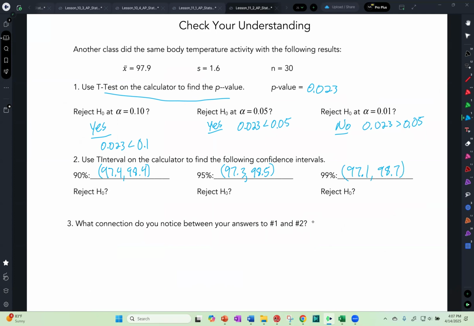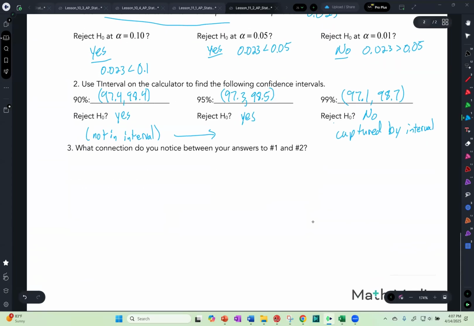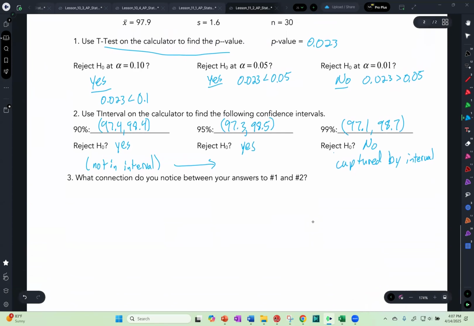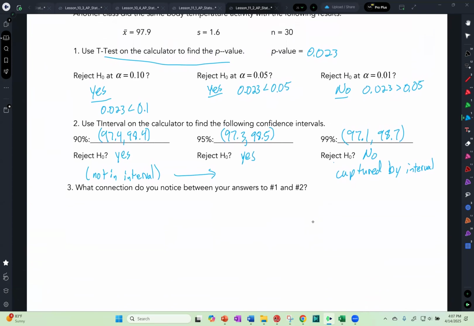All right. So do we reject the null hypothesis? Yes. Not in the interval. Yes. Ditto. No. Is captured by the interval. All right. So remember the whole idea was that mu was 98.6. So what connection do you notice between the answers to number 1 and number 2? If we reject the null hypothesis, then that value is not captured by the interval.